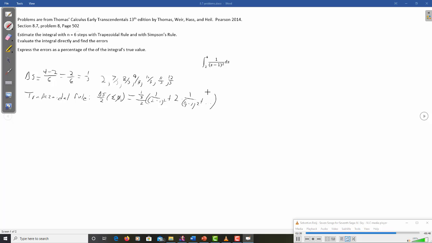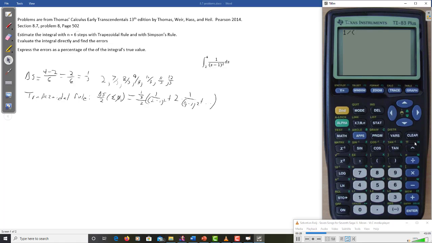So let's get our calculator out. Let's see, how do I want to do this? I think it's probably easiest if you set it up like this. 1 over x minus 1 squared. And then you just use your function. So we go into the variables menu, over to y variables, hit y1, plug in our first value, enter.